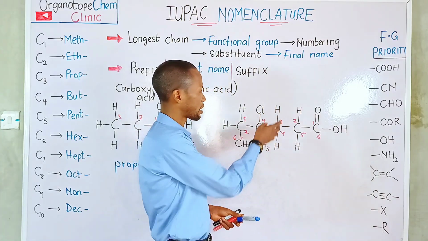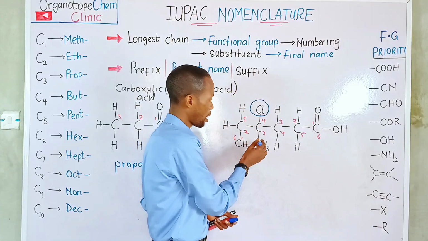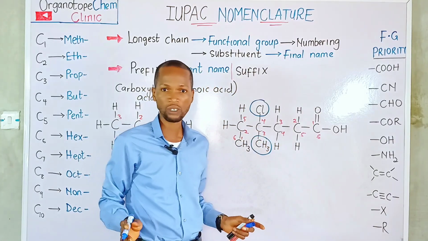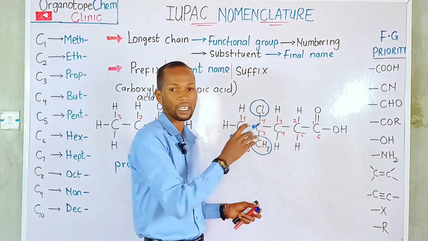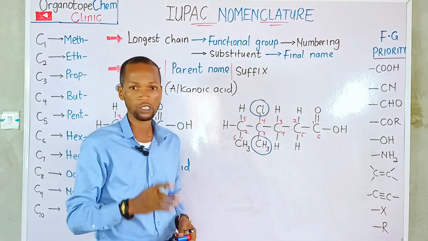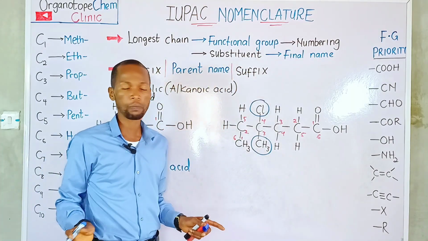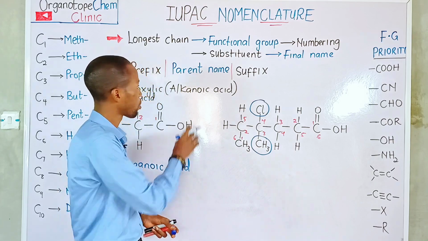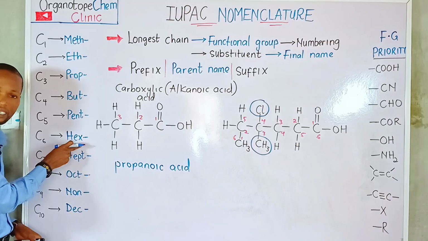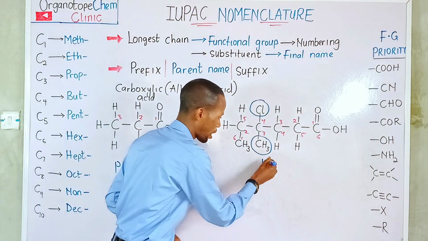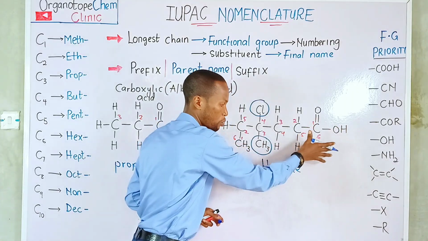Can we identify other attached groups in this compound? We have the chlorine atom right here, as well as the methyl group, which is also a substituent in this compound. So we have the substituent chlorine atom as well as the methyl group. How do we name the compound? We follow the pattern: prefix, parent name, suffix. So what is the parent name for this organic compound? The parent name comprises of what? 6 carbon. So can we check? That is hex. So we are going to have hexane, when we ignore the functional group right here.